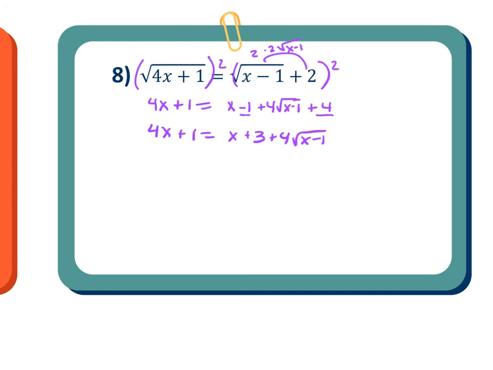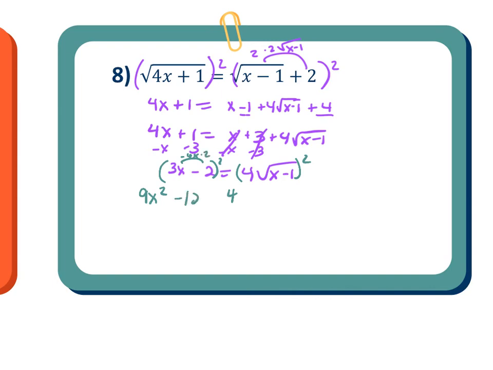And then I'm going to get everything to the left side. So subtract the x, subtract the 3, 3x minus 2, this is gone, equals 4 times the square root of x minus 1. Square both sides again. Shortcut on the left, 9x squared, positive 4, negative 6x times 2, negative 12x. And then square 4 at 16, square the square root of x minus 1 is x minus 1.